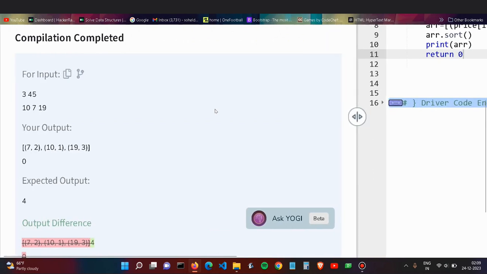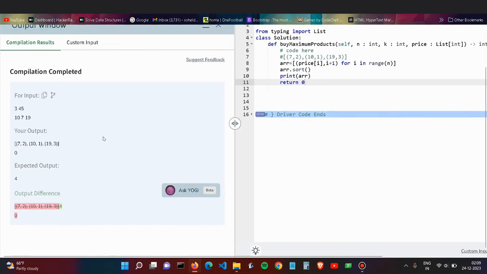Now with the lowest price we will buy stocks on a maximum basis. Since you need to buy the maximum stocks, if the price is minimum you will try to buy the maximum, and if the price is maximum you will try to buy the minimum.